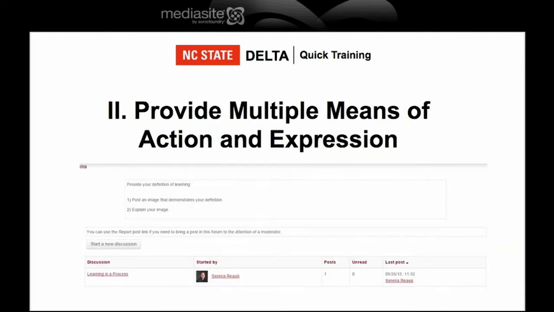The second principle of UDL is to provide multiple means of action and expression, which is the how of learning. The checkpoints under the second principle focus on supporting students as they interact with learning materials and assessments. This includes providing various methods of engaging in the learning process. For instance, an instructor might ask students to create or find an image that demonstrates their understanding, rather than just explaining it through writing. Utilizing rubrics is another pedagogical strategy that falls under this principle because they help students understand assignment requirements and, when used in grading, help them monitor their own progress in the learning environment.